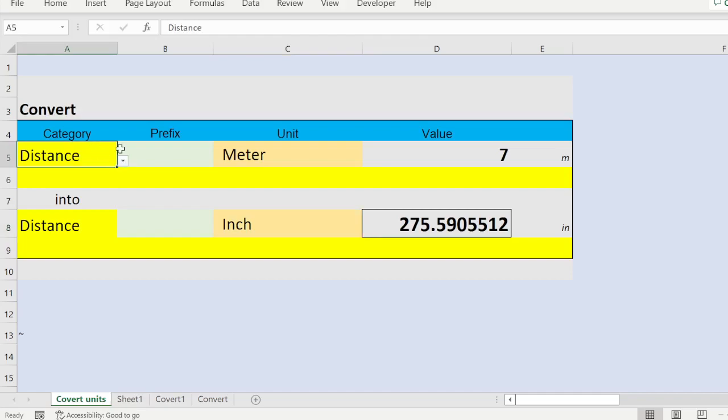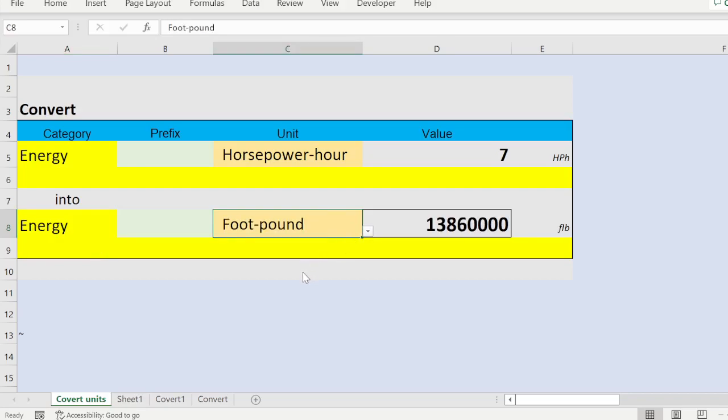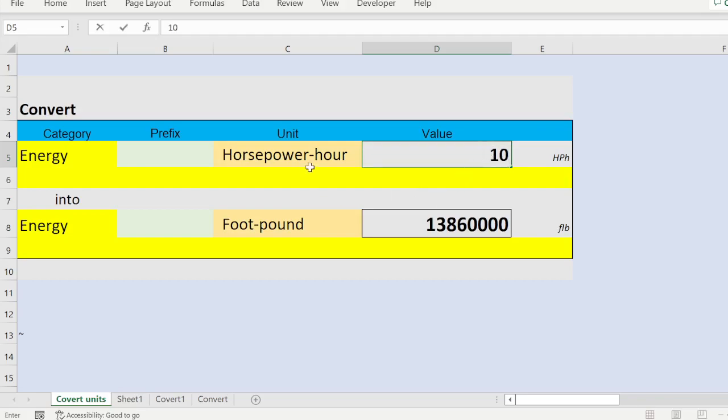Okay, so not only distance, you can also have energy. So in energy I have calorie or horsepower. Similarly, in the same energy category, I want to convert that one into foot pound. So any energy units you can convert. The value must be entered here, maybe 10 horsepower. Then you can get foot pound as 19,800,000.